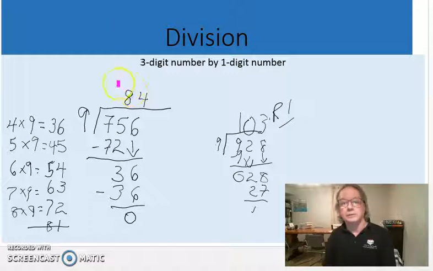And I'll just circle this as your answer, 84. And remember, 84 times 9 will equal 756. If you had a remainder, you'd have to add that on. But in this case, we don't. So that should exactly equal 756. If it doesn't, then you know you have a mistake, and you'll have to go back and check to see what went wrong. So there you go.